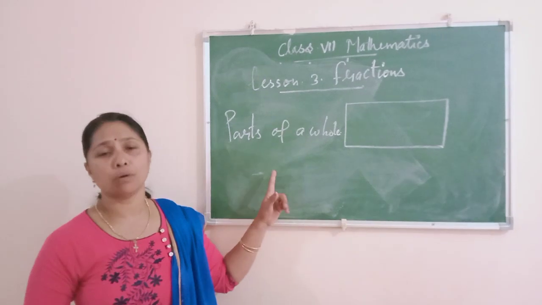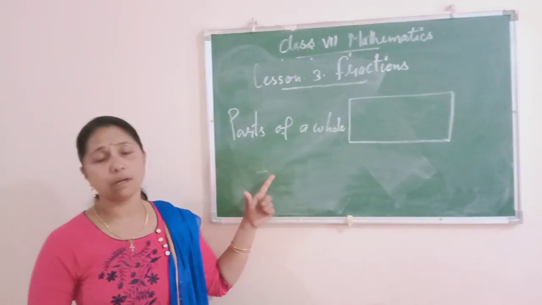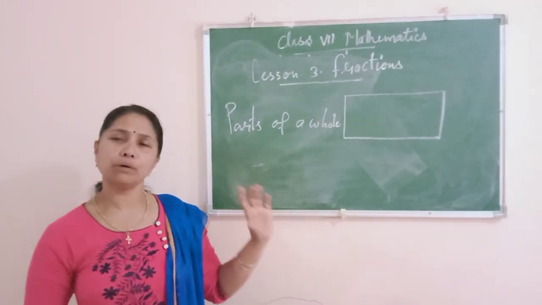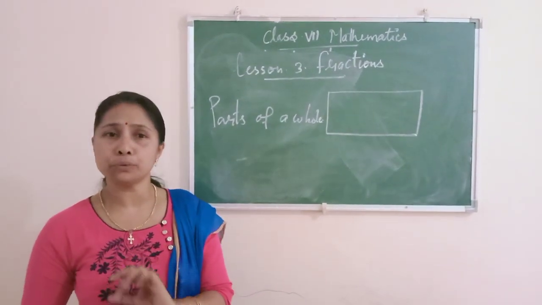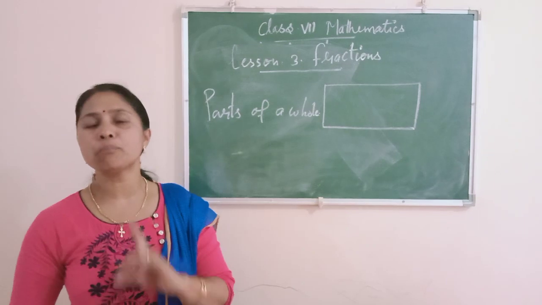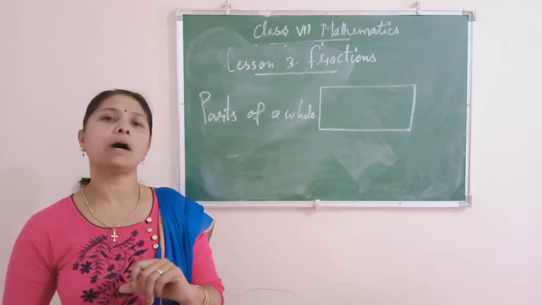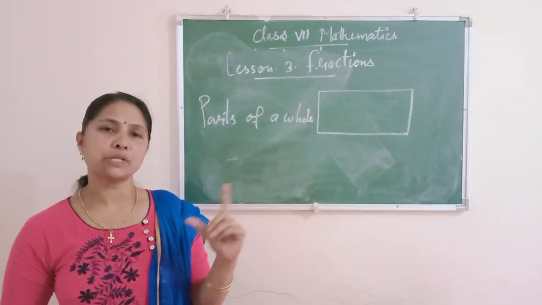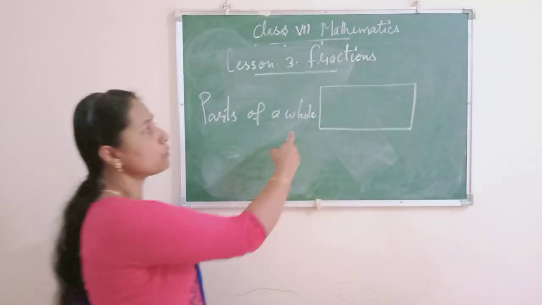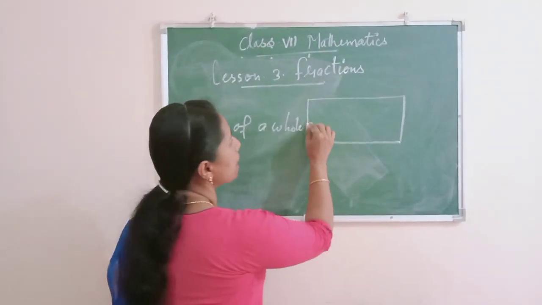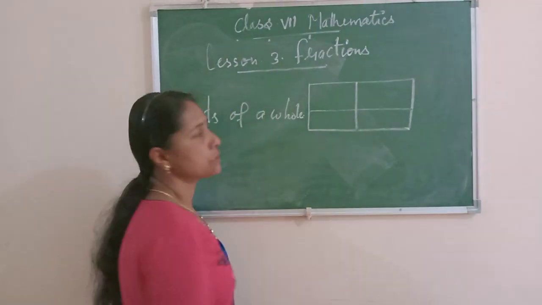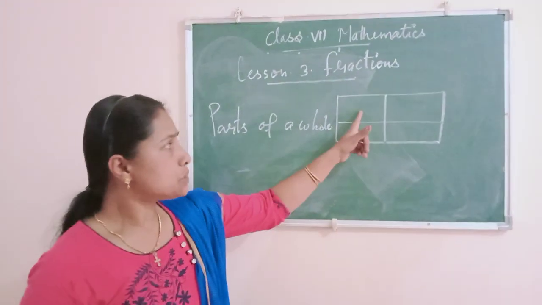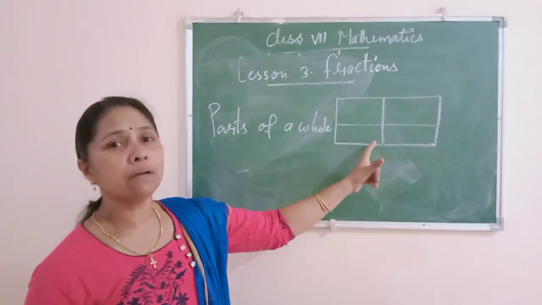Suppose any whole, if it is an apple, or a rectangle, or any figure, or a circle, is divided into a number of equal parts, each part is called a fraction of the whole. Suppose here I draw one rectangle, and if this rectangle is divided into 4 equal parts, each part of this is called 1/4 of the whole.